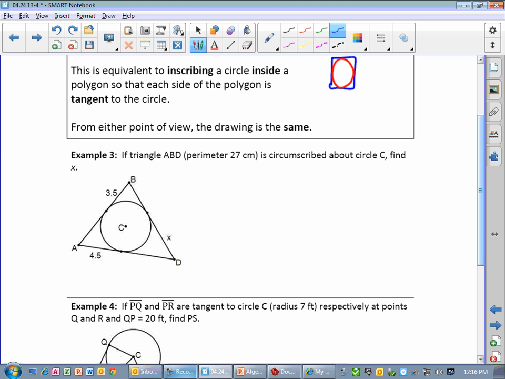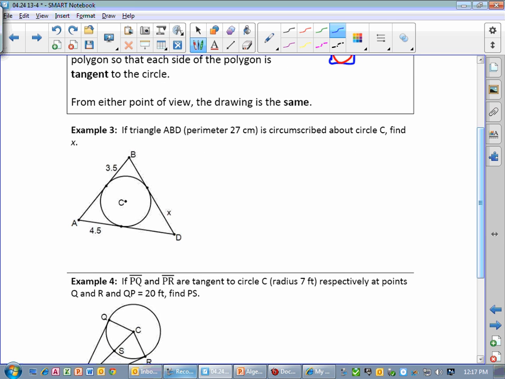Okay, so this says a triangle ABD is circumscribed about circle C. So that means this circle's in the middle. We got this triangle going around it. Okay, the perimeter is 27. Find X. Now again, notice X is not DB. It's this distance from D to this point of tangency. All right? So that's what X is.